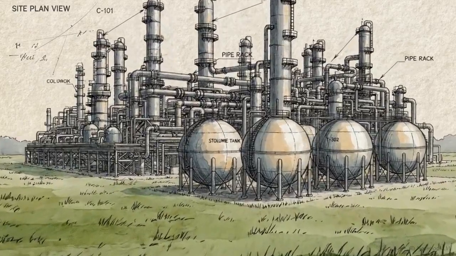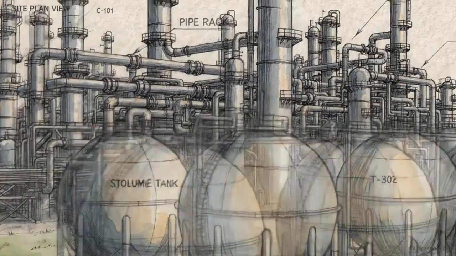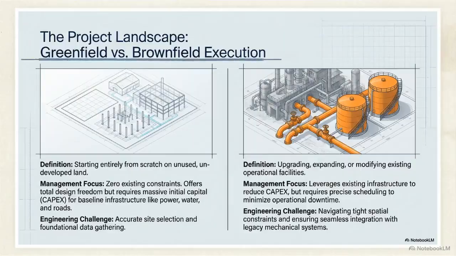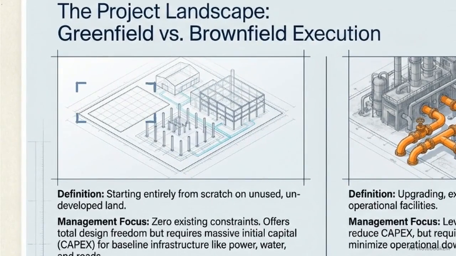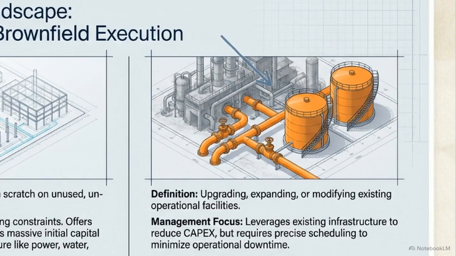Imagine standing in an empty field. Your task is to turn that dirt into a colossal industrial facility, operating safely for decades. This graphic shows two main ways to approach a project. On the left is a greenfield project, starting entirely from scratch on unused land. On the right is a brownfield project, involving upgrading an already existing facility.